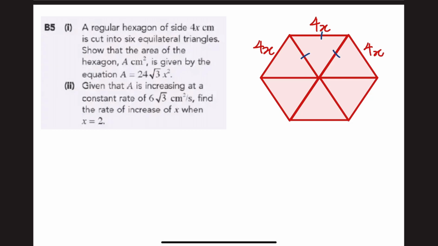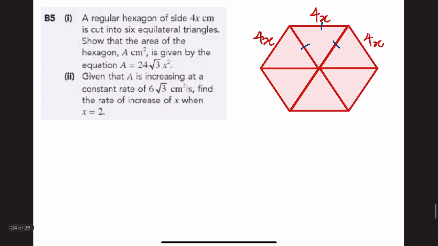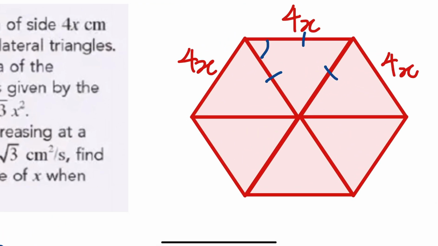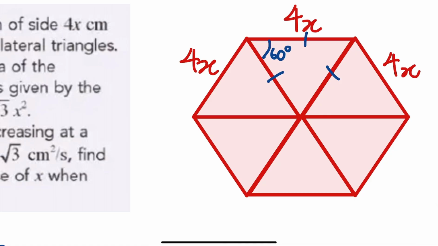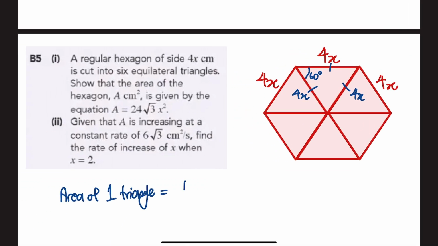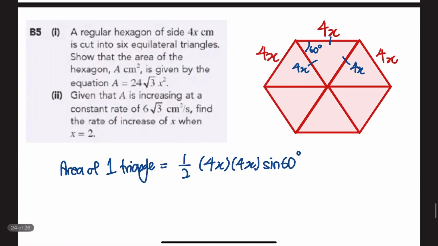So how do we find the area of a triangle? I hope you still remember, in E-math you learned that. Let me write it down over here. Area of one triangle is simply half ab sine C. I know that in an equilateral triangle, all the angles are 60 degrees, and in this case all sides are equal, all sides are 4x. So to find the area of one triangle, this is simply equal to half times 4x times 4x, then sine C, which is sine 60 degrees.